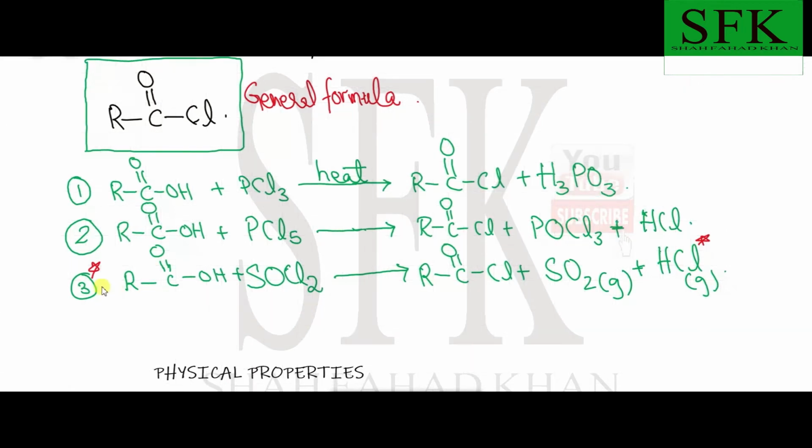Okay, then the third reaction is the reaction of the carboxylic acid with SOCl2, thionyl chloride. This gives off acyl chlorides, sulfur dioxide gas, and fumes of HCl, also in the gaseous form. Since both the byproducts are in the gaseous form, they'll escape, and we'll get our acyl chloride as the only product in the third reaction. So therefore this reaction is considered the best for preparation of acyl chlorides.